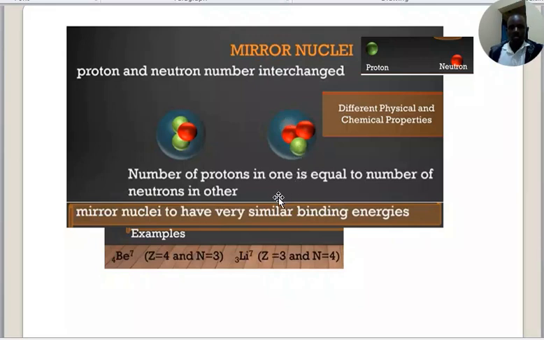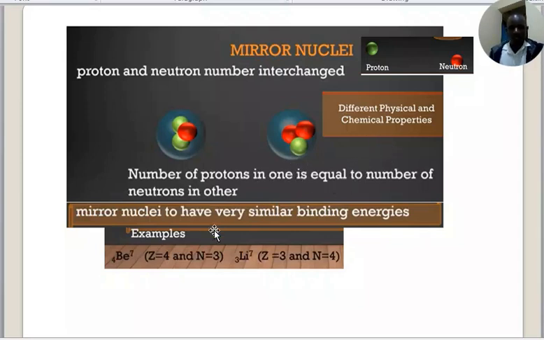So in that case, we can therefore say that the number of protons in one is equal to the number of neutrons in the other. Therefore, we refer to such atoms as mirror nuclei. One is a reflection of the other. So mirror nuclei normally have very similar binding energies, even though they have got different physical and also chemical properties.